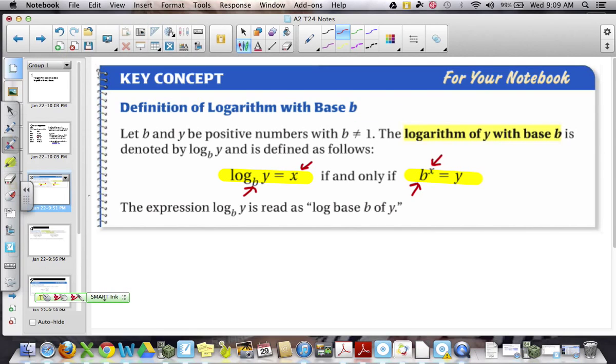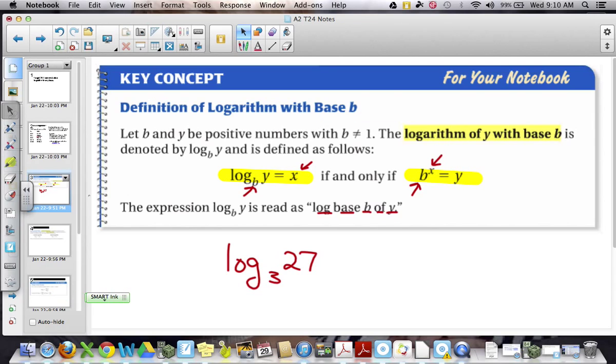The way we read this, again, is different notation than probably what you're used to, but it's just read as the log base b of y. So if I have this, I would read that as the log base 3 of 27. Again, what am I asking when I ask for the log base 3 of 27? I'm saying to what power of 3 is equal to 27? That's what a logarithm is.